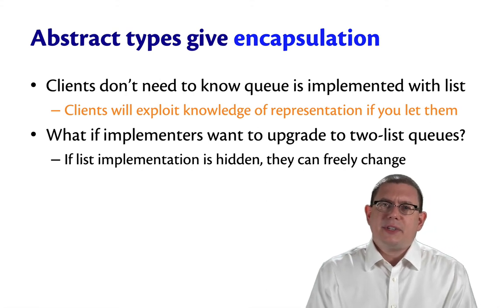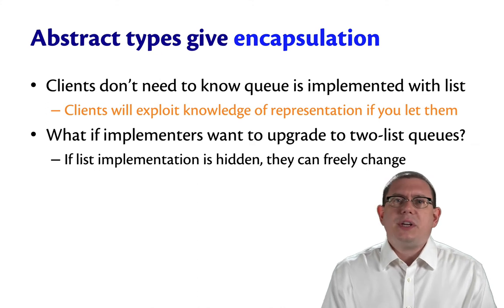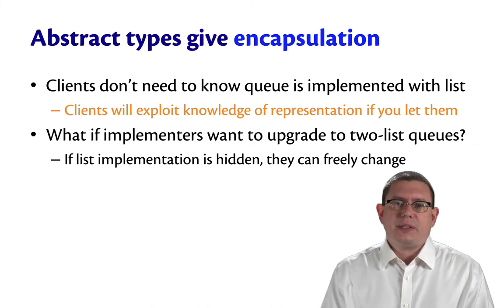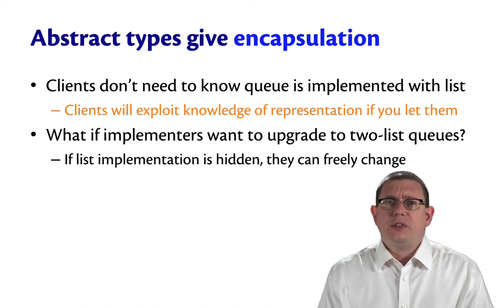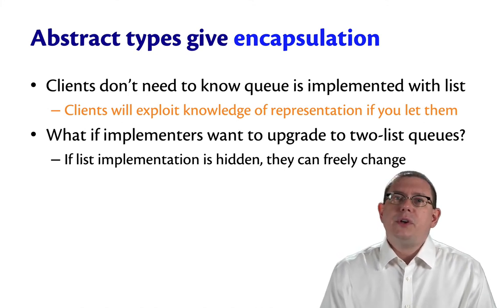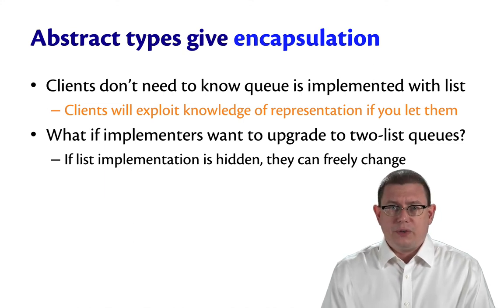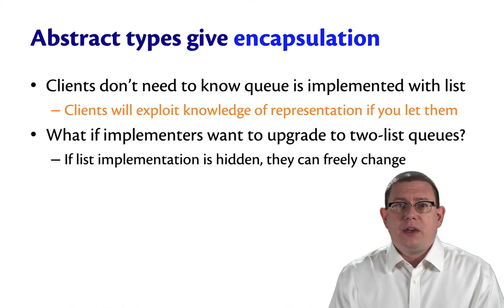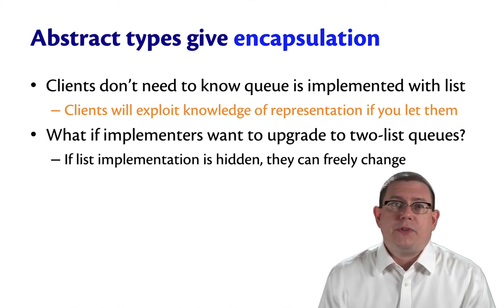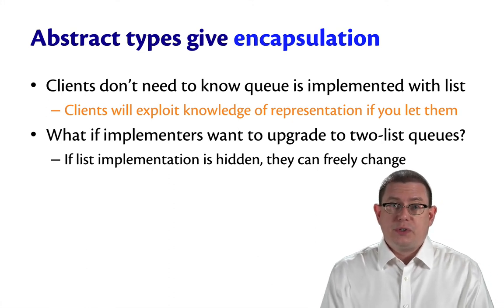The client of a stack or a queue doesn't need to know how it's implemented. They don't need to know that it's a list or some other custom variant behind it. Clients will exploit this knowledge if you let them. If you reveal the fact that your queue is implemented as a list, then someone's going to write code that directly uses lists. That's not so good, because maybe one day you want to upgrade and provide a more efficient implementation. You want to use two list queues instead of single list queues.